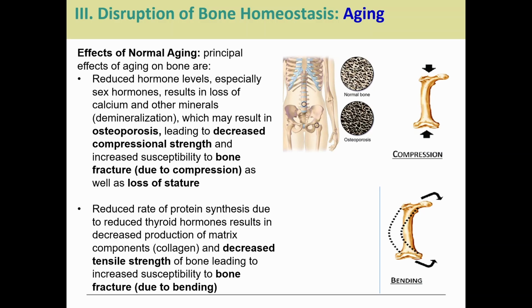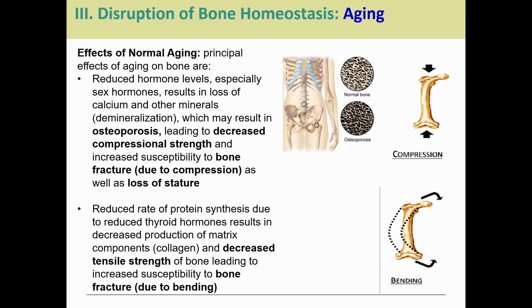And then if we look at aging, and this is normal aging, this is something that if you get older, you're going to go through this, right? If you're not getting older and going through this, that means you're already dead. And that's not good. So hopefully it happens to all of us because it means that we've lived a long life. But some things that affect our bones are reduced hormone levels, especially with sex hormones. And this is especially important with women with their estrogen levels.